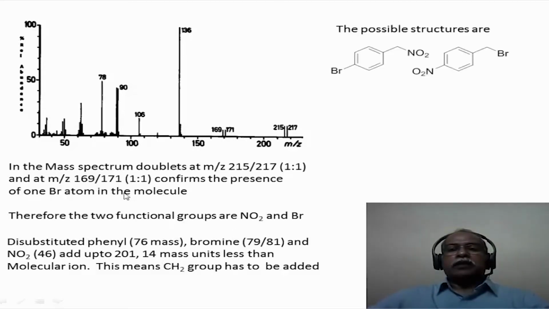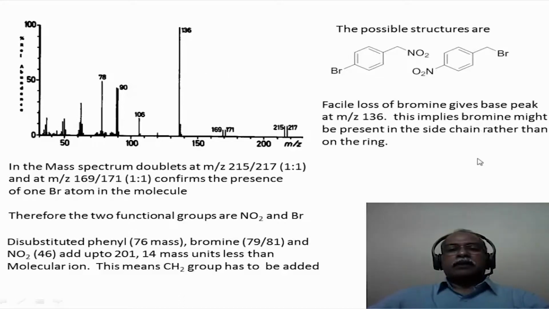So based on this information, there are two possible structures that can be written for this molecule, both para-disubstituted. Both of them contain the Br and the NO2 group. In addition to that, we have added a methylene group. The methylene group is added between the nitro and the phenyl in one case, and between the bromine and the phenyl in the other case. So we have to now identify which one of these structures corresponds to the mass spectral data given here. There is an intense peak at 136, which is the base peak, due to the loss of a bromine atom.